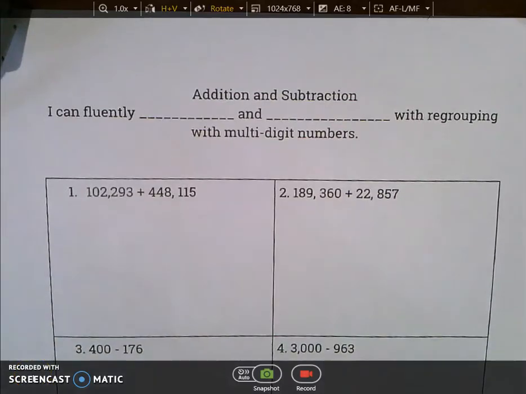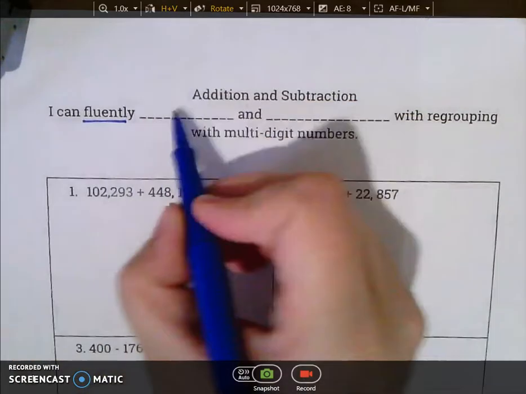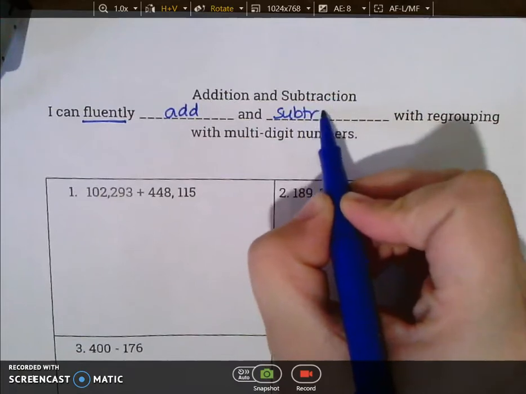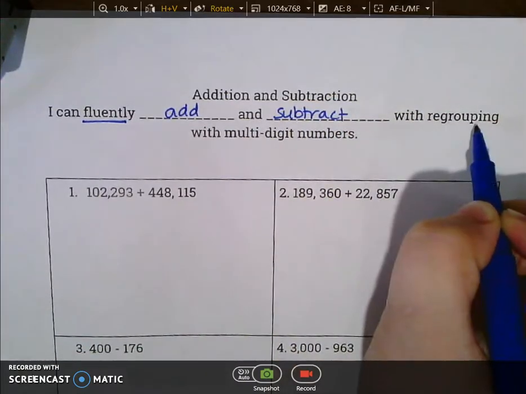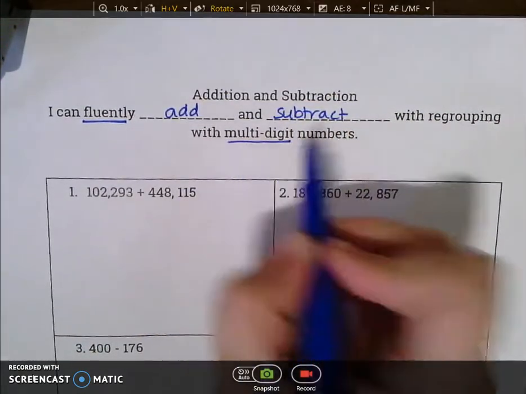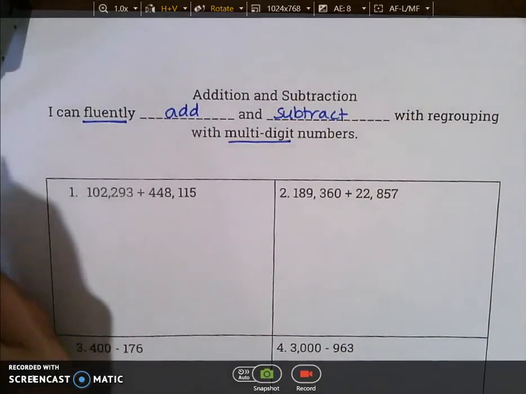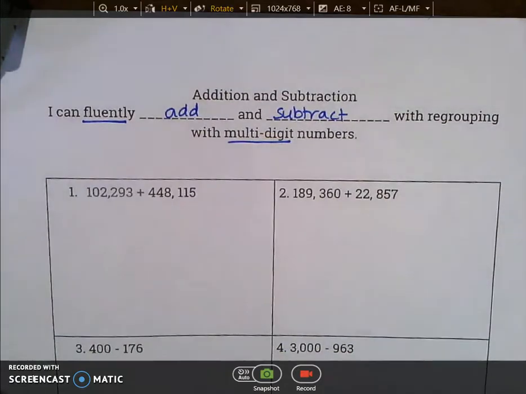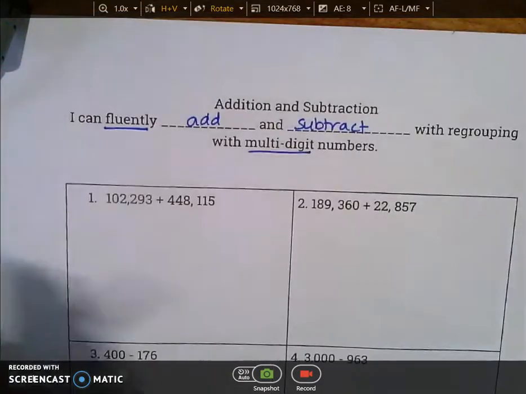Alright guys, we're going to talk about addition and subtraction today. So our learning target is I can fluently add and subtract with regrouping with multi-digit numbers. So we're talking large numbers here. We're going to add and subtract fluently, which means it should come pretty easy, pretty quick because we're doing it fluently.